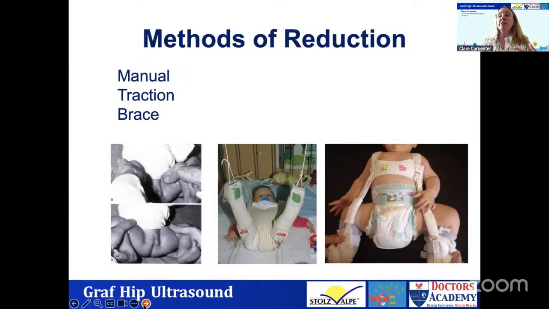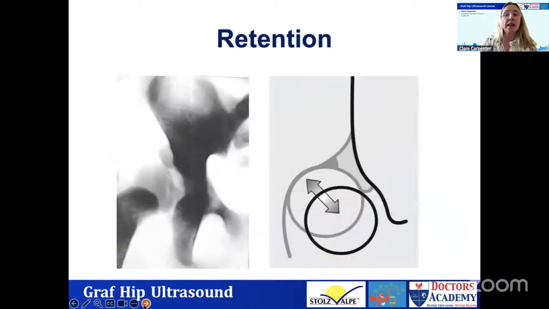You could do it via graduated traction into abduction, akin to some of the Japanese and the French methods. You can use other types of brace. You can do a closed reduction under a general anesthetic. So the method is irrelevant. The principle is to get the center of that femoral head back into the acetabulum. And once it's there, you have to keep it there somehow.